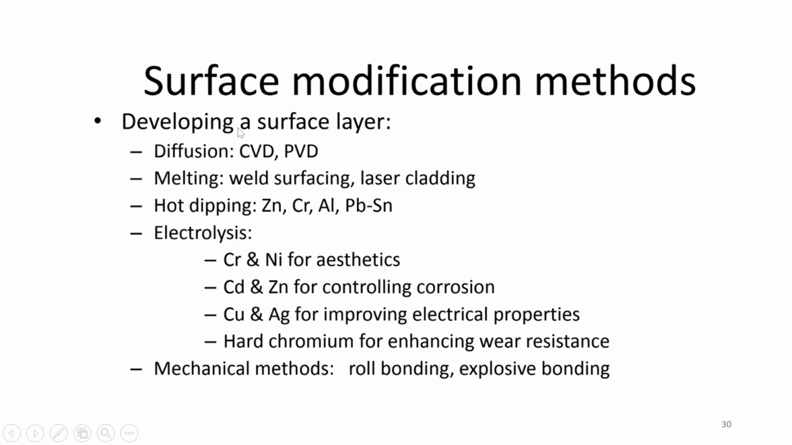Okay, a surface layer can be developed using CVD and PVD, or it can be developed using melting, which can be weld surfacing and laser cladding, or using hot dipping, so zinc, chromium, aluminum and lead tin, or using electrolysis. In this case you have chromium and nickel, which is for aesthetics, cadmium and zinc for controlling corrosion, and copper and Ag for improving electrical properties. And there is hard chromium for enhancing wear resistance, and mechanical methods include roll bonding and explosion bonding.